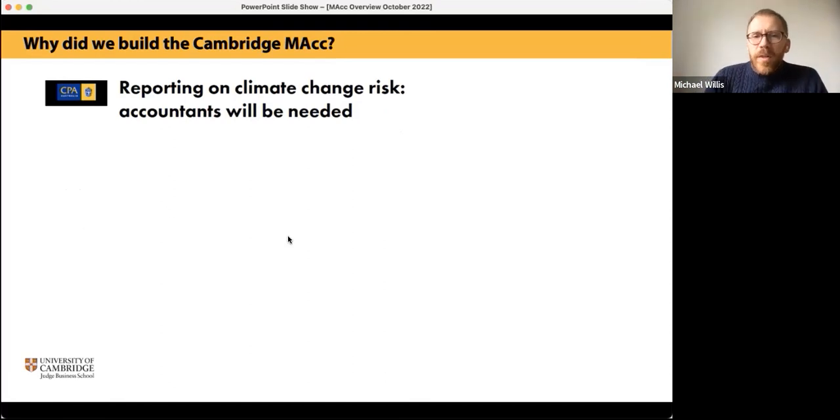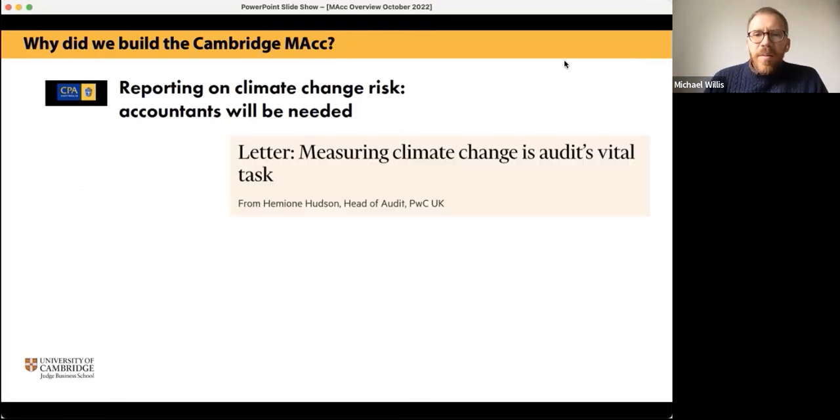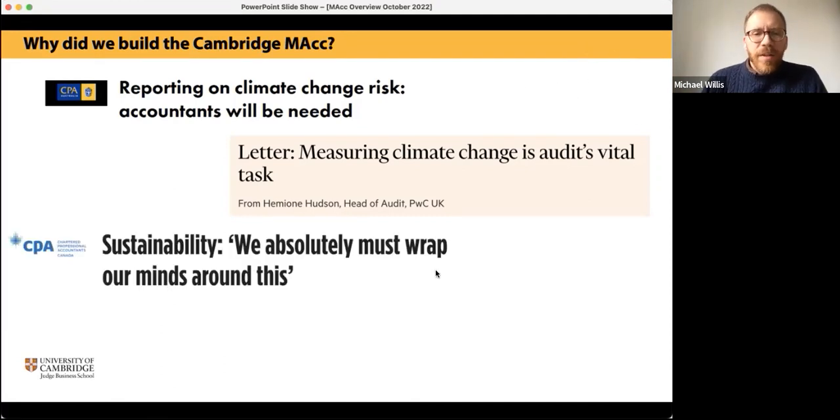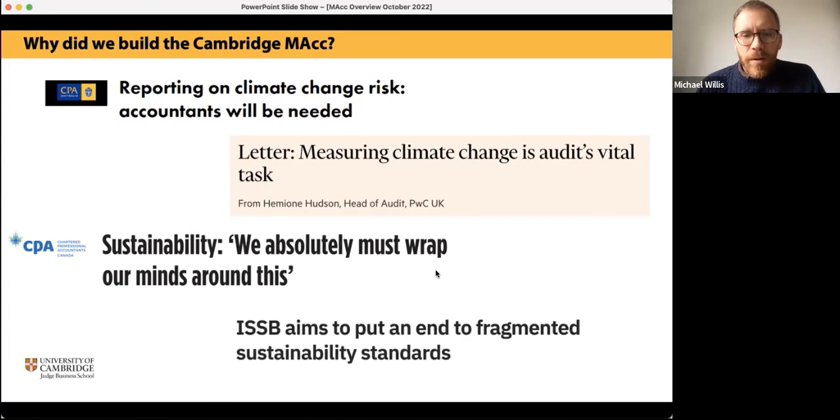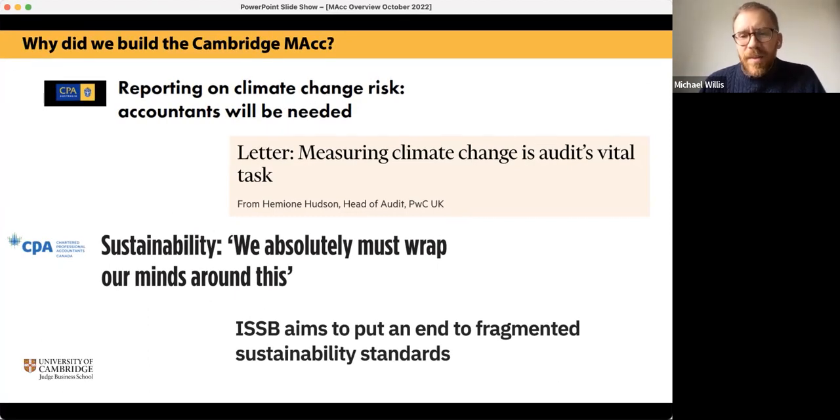Reporting on climate change risk, accounting will be needed. Measuring climate change is audit's task. Sustainability, we absolutely must wrap our minds around this. ISSB aims to put an end to fragmented sustainability standards.